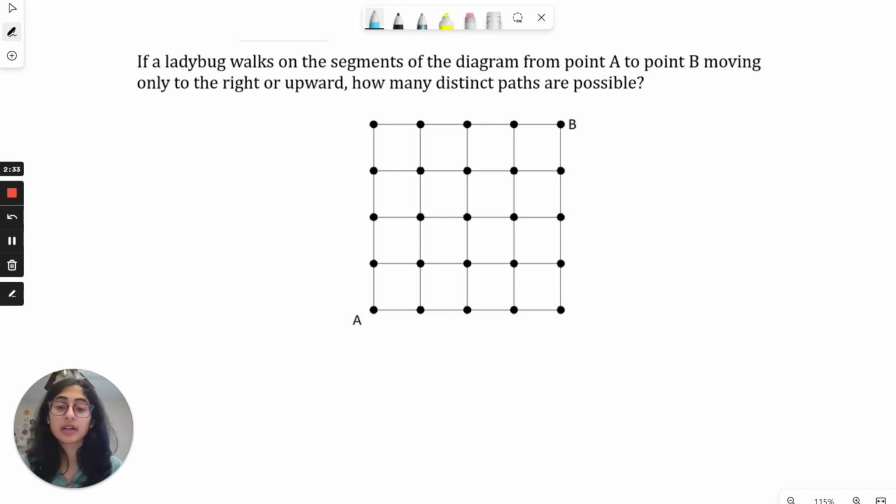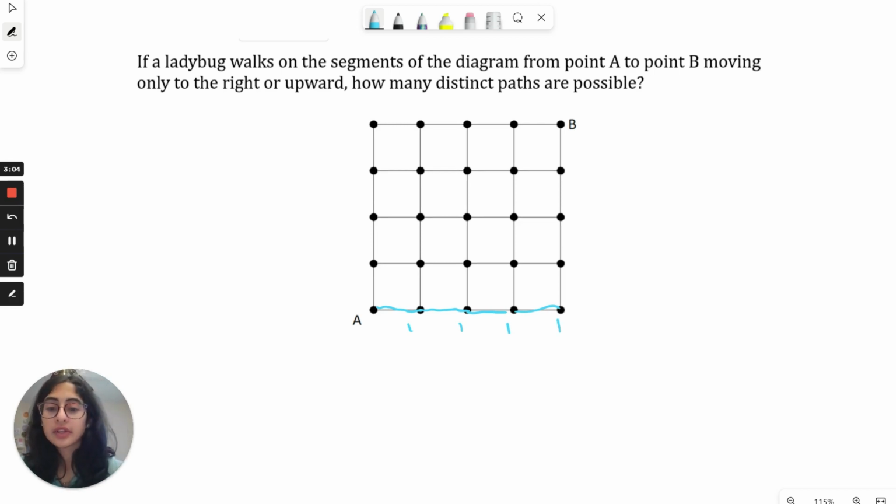Okay, so let's think about it. If we go from A just straight right to this point, there is only one way to get to that point from A. You can only go right. You can't go up or right and then down because we're not allowed to go downwards. So there's only one way to get to this point. Similarly, there's only one way to get to this point because you can only get to points by going right or up, and there's nothing below these points to go up from, so you have to go right.